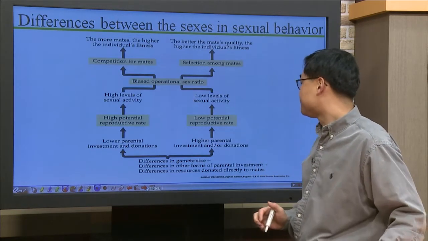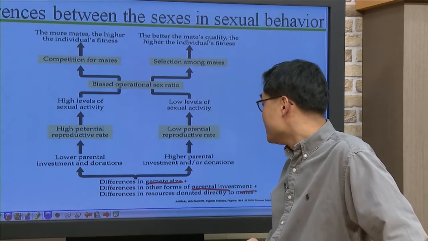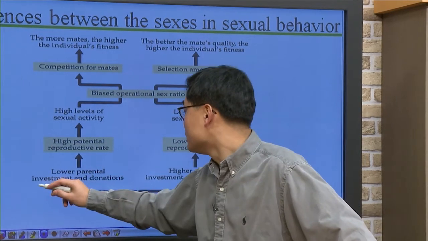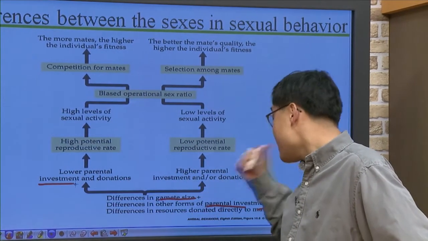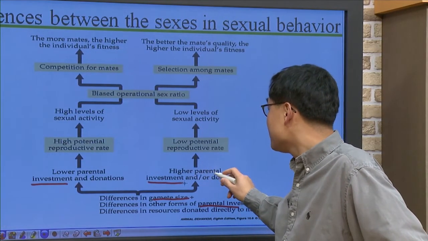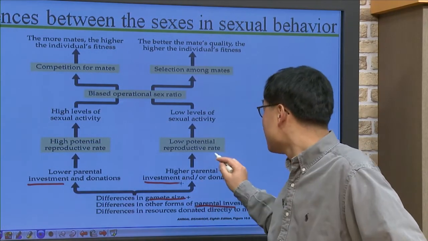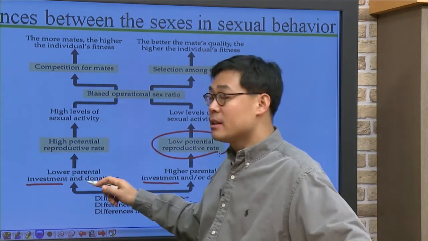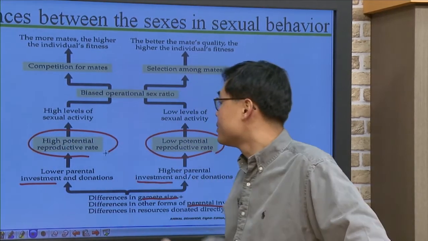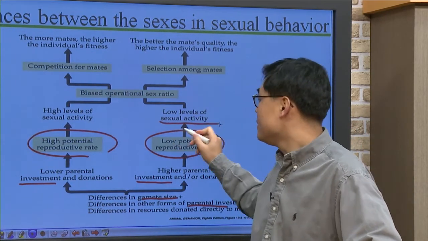So to summarize, there's a difference in gamete size and parental investment. One sex provides lower parental investment, and the other sex provides high parental investment. The sex that provides the high parental investment is tied to rearing offspring, so they have a low potential reproductive rate. If you provide low parental investment, then you have a high potential reproductive rate. If you have a low potential reproductive rate, you have low levels of sexual activity.